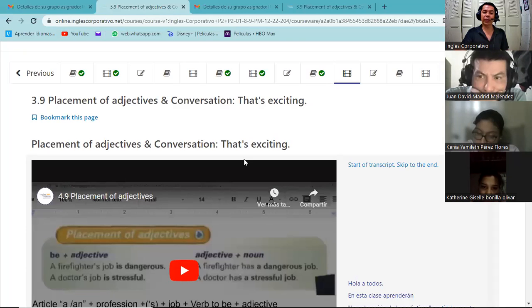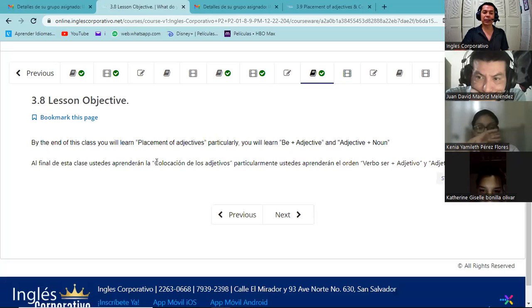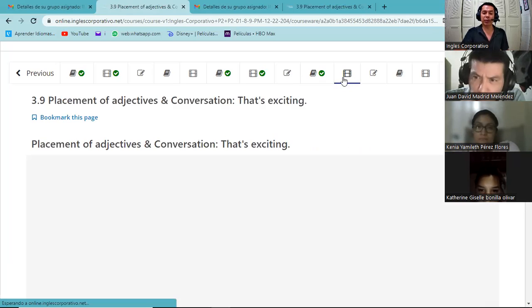Okay. So the adjectives that we said before, right, is placement of adjectives, particularly the formula be plus adjective, lo que acabamos de ver ahorita, and adjective plus noun, right? Primero el verbo to be y después el adjetivo. Y en la otra, la normal, es adjetivo y luego el nombre, ¿sí? Okay, let's watch the video, please.